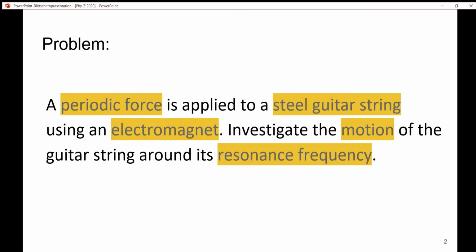The problem: a periodic force is applied to a steel guitar string using an electromagnet. Investigate the motion of the guitar string around its resonance frequency. The keywords are periodic force, steel guitar string, electromagnet, motion and resonance frequency.